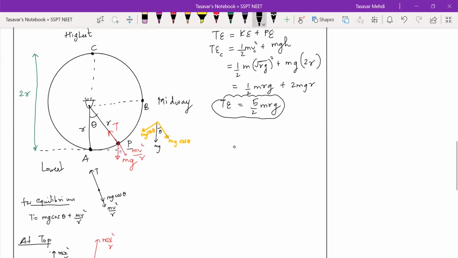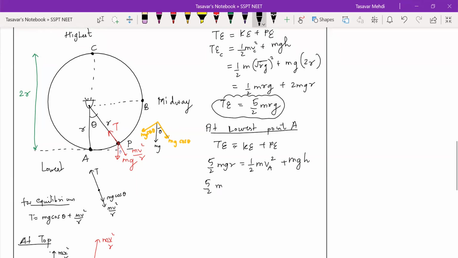Now, let us proceed. At lowest point, A. Total energy will be sum of kinetic energy plus potential energy. So total energy everywhere will be the same, so mgr. Kinetic energy I'm going to write half mv square, but I'm calculating at point A, so I'll write half mv square plus potential energy. What is the formula for potential energy? mgh.